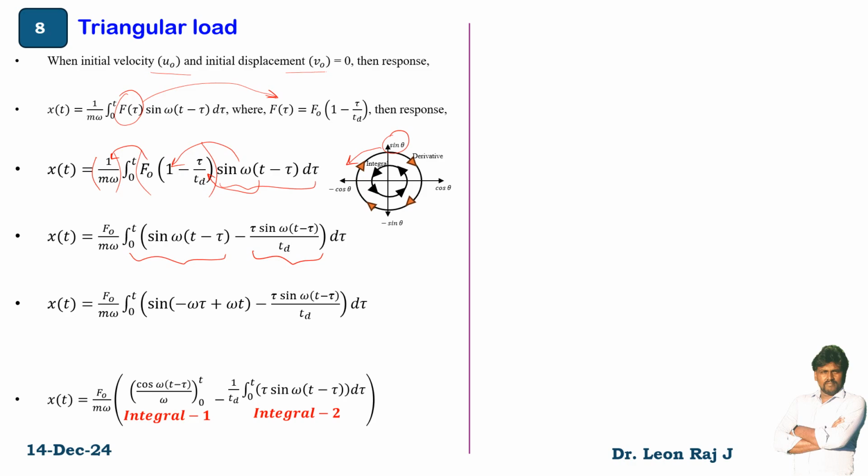So here tau is also a variable, and another tau is also there. So you cannot use simple integral formulas to get the solution. You have to use the UDV method to solve this integral. So the integral 0 to t sin omega t minus tau, you get the answer as 1 divided by omega into 1 minus cos omega t.